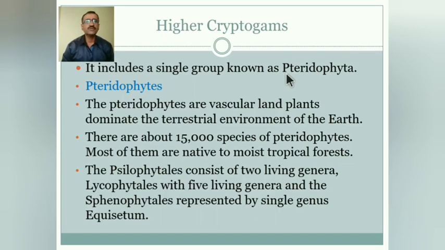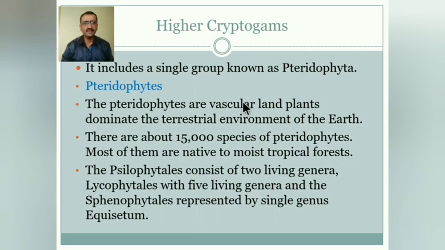Let us see what is meant by higher cryptogam and which group is included in the higher cryptogam. Here, higher cryptogam includes a single group known as the pteridophyte. The pteridophytic plant body, like the bryophyte, is a modification or evolution of the bryophytic plant body. In bryophyte, evolution takes place and a new plant group evolved, and that is known as the pteridophytic plant. The pteridophytes are the vascular land plants.